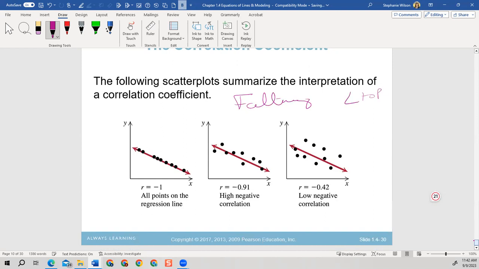left to right. And if R is -1, you notice they're all staying on the linear line. If R is close to -1, but not -1, they're again doing the same format, scattering around that line. But the further away R gets from -1, the further away these dots get from the regression line. Thank you.